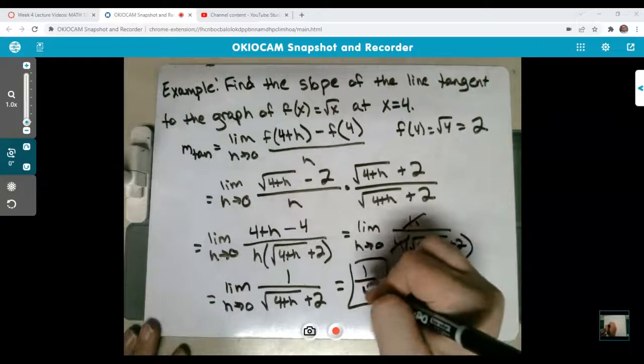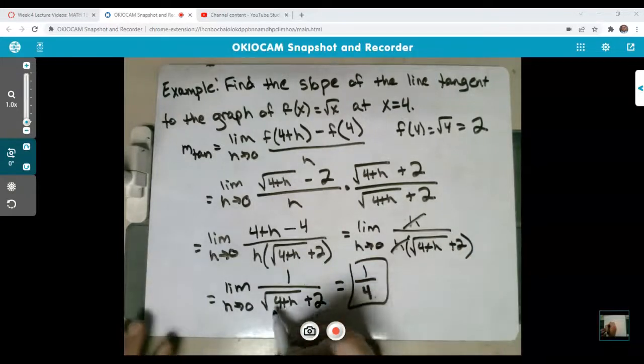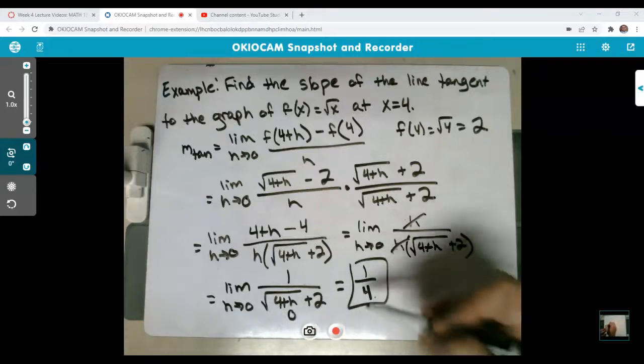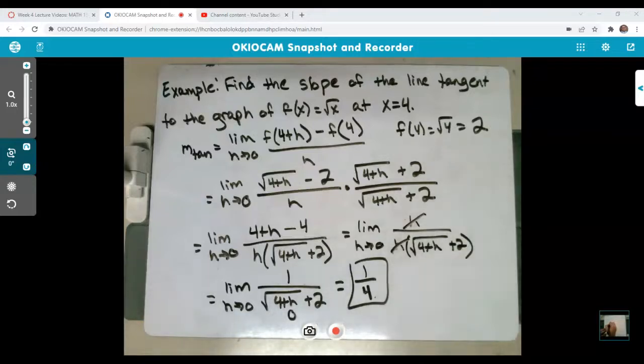I'm going way too fast. Right, because I put 4 plus 0, which is 4. Square root of 4 is 2. 2 plus 2 is 4. So 1 over 4. For this one, they just said slope, and so I can just stop there because they only wanted the slope.